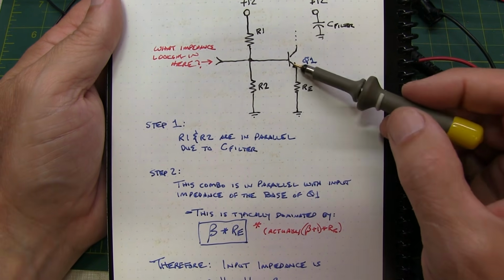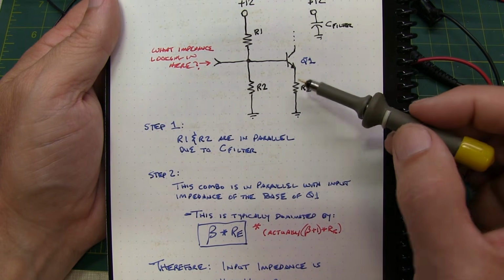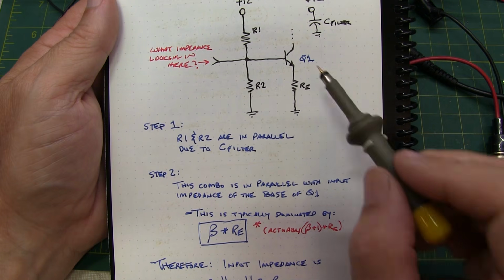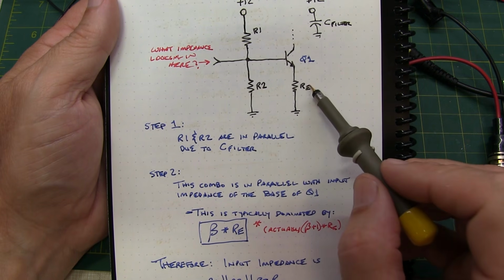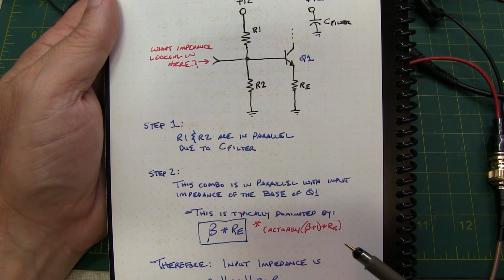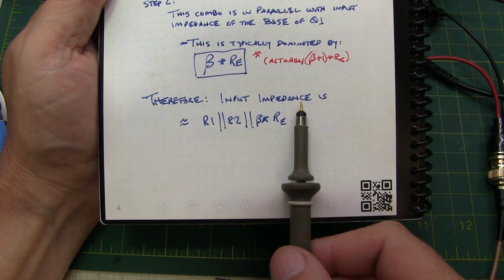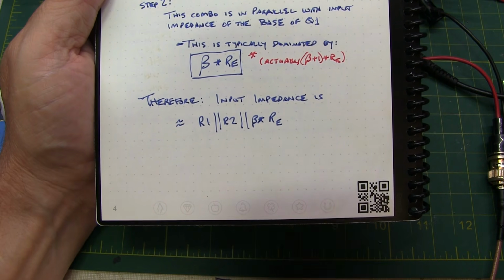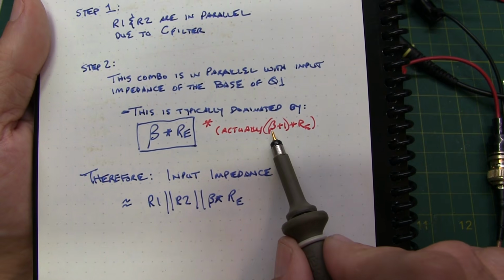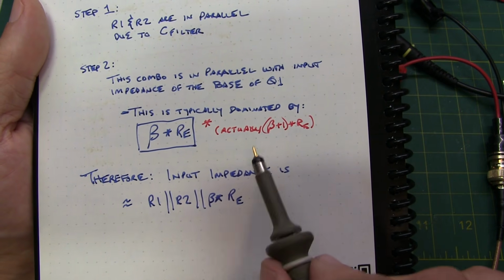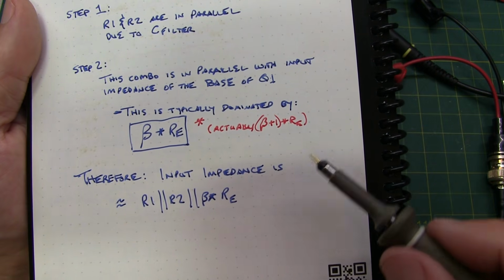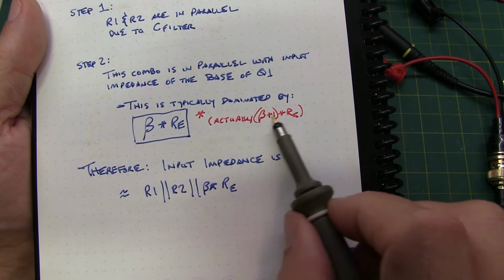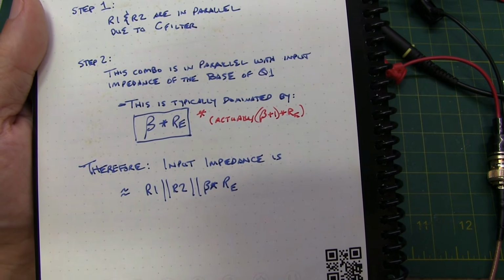So the shortcut of that is that this resistor, when looked at through the base, appears to be beta times that value. So if beta is 100, this resistor appears to be 100 times larger than its actual value. Therefore, the overall input impedance is R1 in parallel with R2 in parallel with beta times RE. Now, of course, this is actually beta plus 1 times RE, because the emitter current is beta plus 1 times the collector current. But again, we're just doing first order approximations here, so we're going to ignore that little extra bit of it.